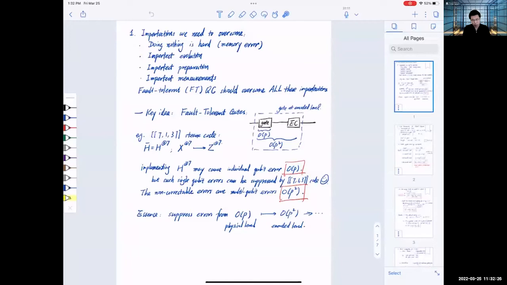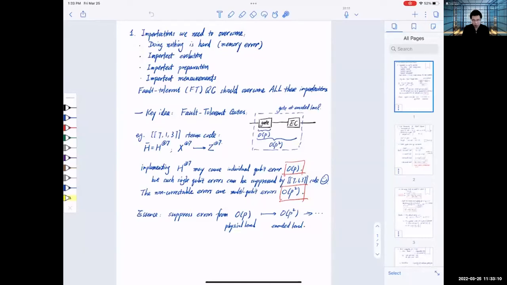The idea of the fault tolerant gate is that at the gate level, you may have errors of order P, but the hope is that after the gate operation and error correction, you can preserve the information at the logical level, still maintaining the error to be of order P squared. If we can do it, then that will maintain the suppression of error so that, on one hand, we keep preserving information at the logical level. On the other hand, we can also imagine doing concatenation to suppress error to higher and higher order by having more and more concatenation.